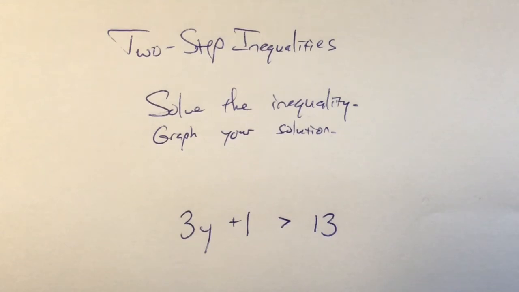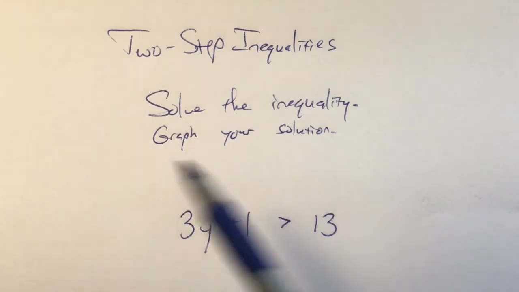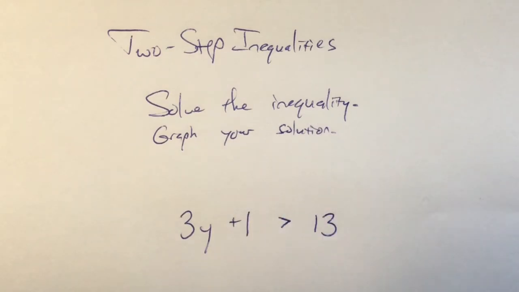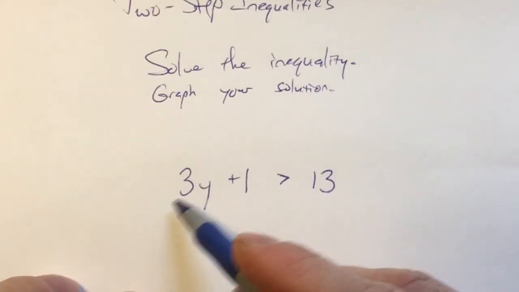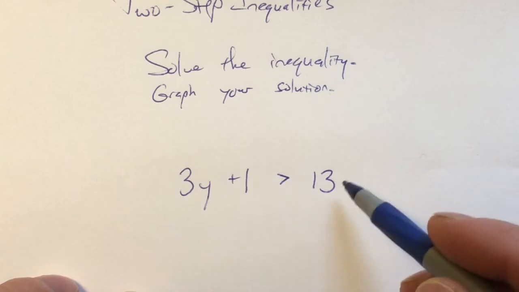Okay, so solving two-step inequalities. It says solve the inequality and graph your solution. Well, I would read this as 3y plus 1 is greater than 13.